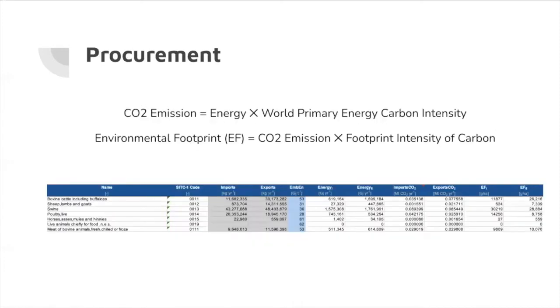This is one of the sections, carbon procurement. It is calculated based on the global average carbon intensity of fuels used for primary energy production. CO2 emissions are calculated by multiplying energy by a constant world primary energy carbon intensity, and environmental footprint, EF, is then calculated by multiplying CO2 by the footprint intensity of carbon.